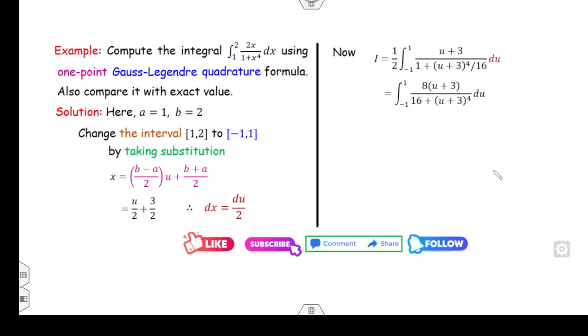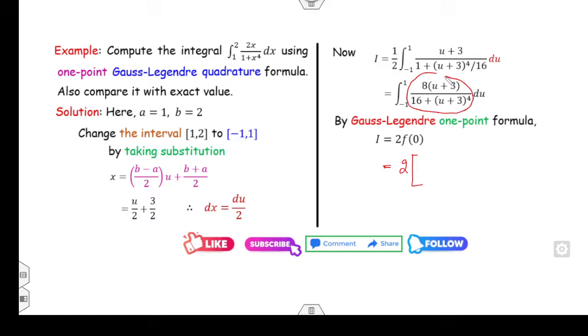Fine. Now you can apply the Gauss 1-point formula. What is the answer of this? It's twice f of 0. This complete expression is my f. So that will be 8 into (0 plus 3) divided by 16 plus 3 raised to power 4. Now you can solve this by the calculator. You will get the answer as 4.49484 is the right answer.